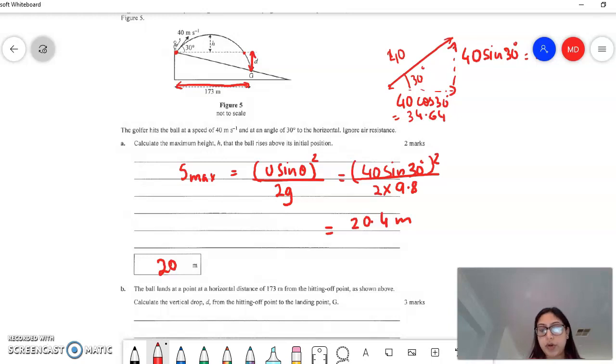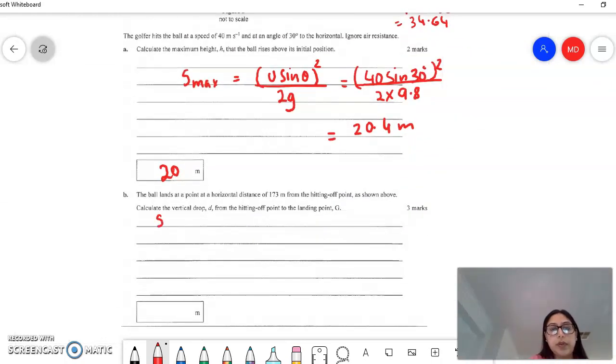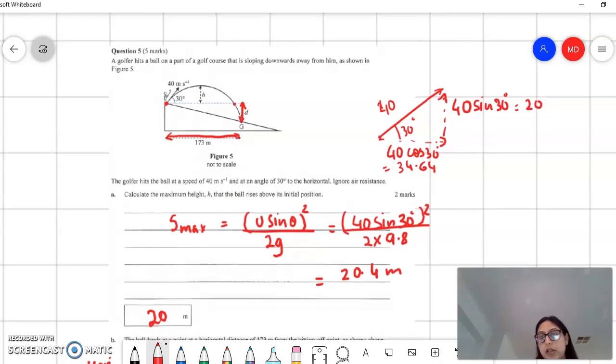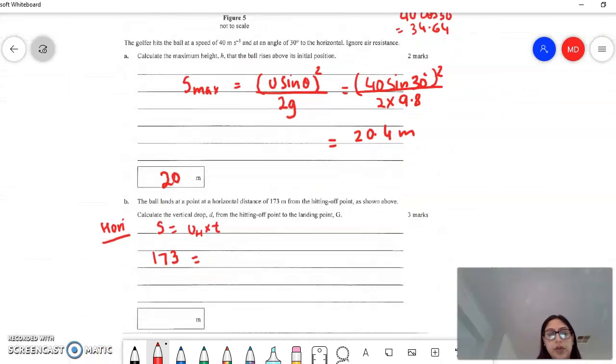So let's first use the horizontal distance formula to find the time taken. So horizontal motion, S equals U horizontal times t. Horizontal distance is 173 and horizontal speed is 34.64. So 34.64 times t, and t comes out to be 5 seconds in this case. Now we need to find the displacement d.